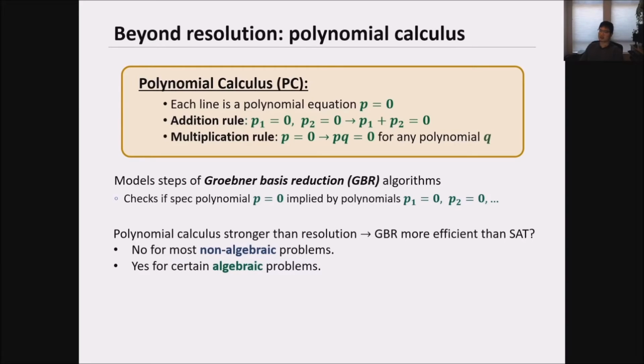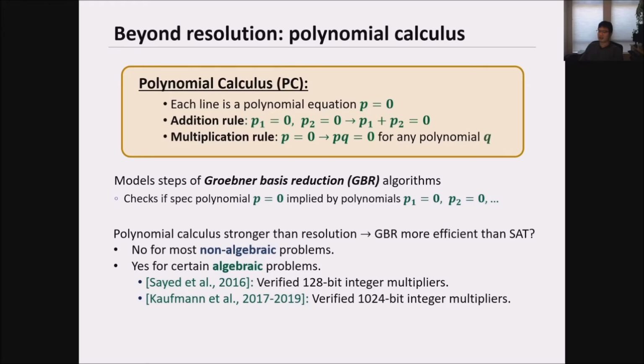However, for certain algebraic problems, Gröbner basis reduction turns out to be quite a lot better than SAT. In particular, a recent line of work was able to use Gröbner basis reduction to achieve efficient verification for correctness of a great deal of different isolated multiplier designs. In 2016, Sayed et al. were able to use Gröbner basis reduction to verify 128-bit integer multipliers. And this approach was refined over the next few years by Kaufmann et al.'s work, and they were able to push this up to verifying multiplier correctness for up to thousands of bits.